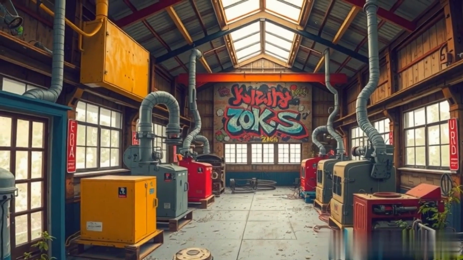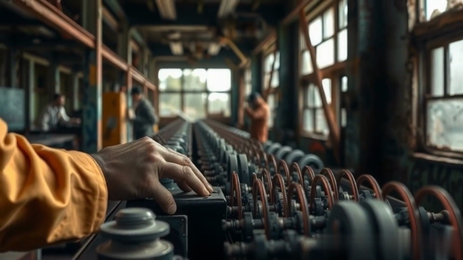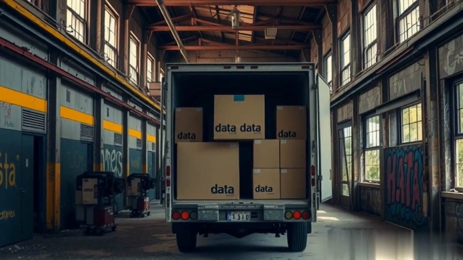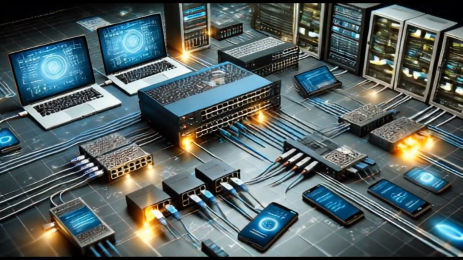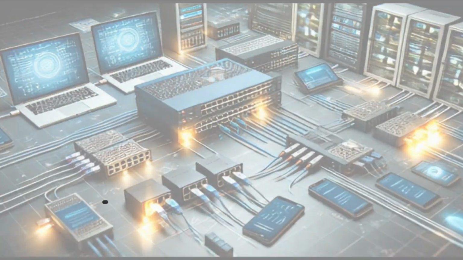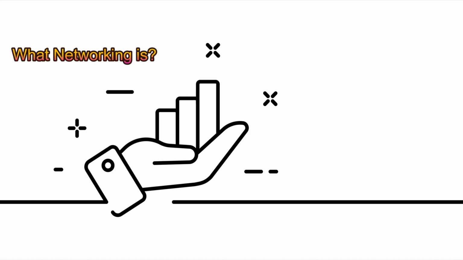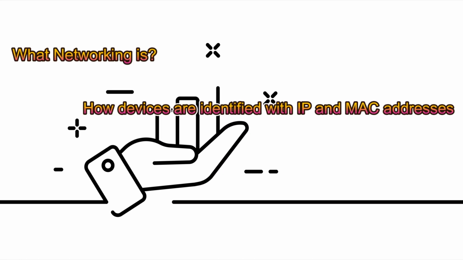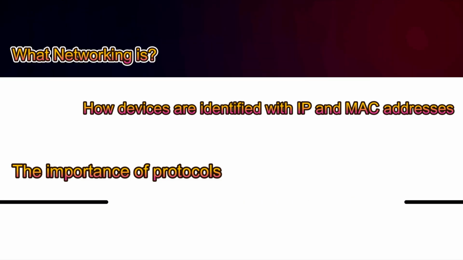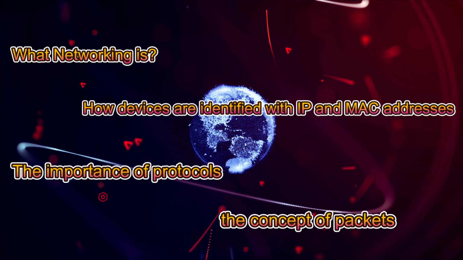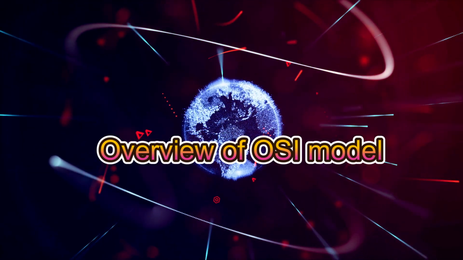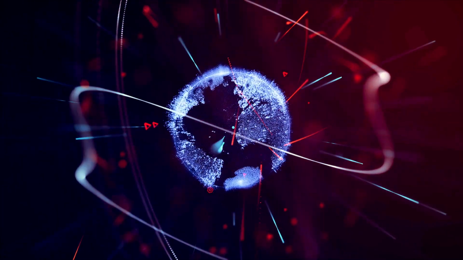Think of the OSI model as a factory assembly line where each layer has a specific job. Together they ensure that the product, its data, is delivered flawlessly. So in today's video, we explored what networking is, how devices are identified with IP and MAC addresses, the importance of protocols, the concept of packets, and an overview of the OSI model. Understanding these basics is crucial for mastering cybersecurity.